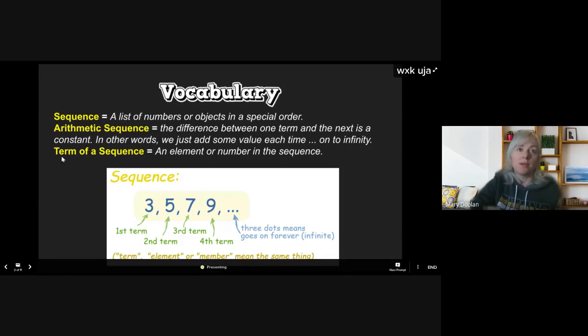And so another vocab term is, if we talk about a term of a sequence, then it means an element or a number in the sequence, okay? So you can see here in green, we're pointing to the first term is 3, the second term is 5, the third term is 7, the fourth term is 9, okay? Term, element, member, they mean the same thing when we talk about the sequence. Okay, and this is an arithmetic sequence because we're adding the same number each time.